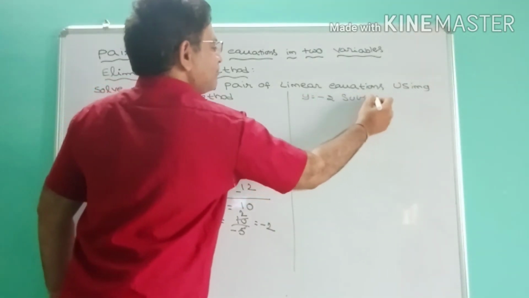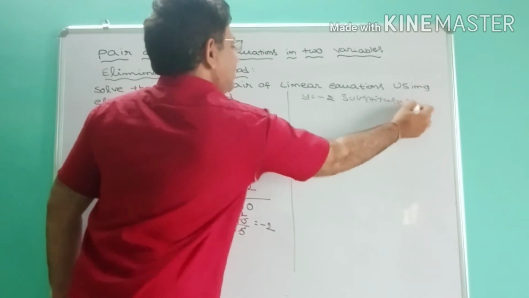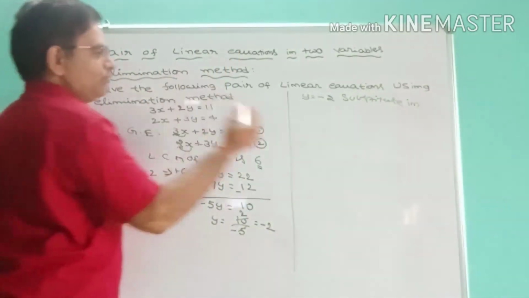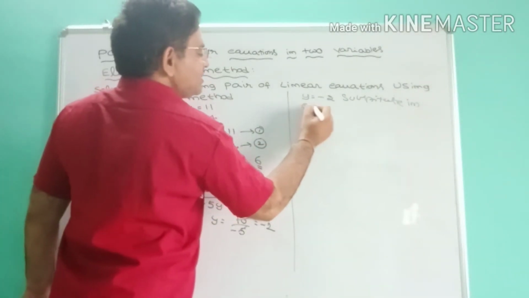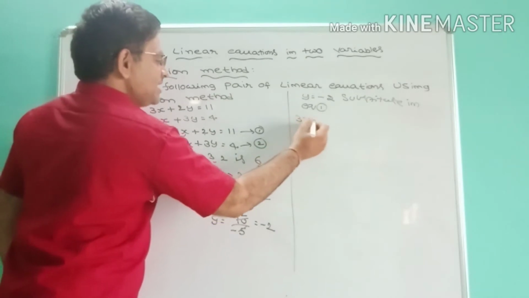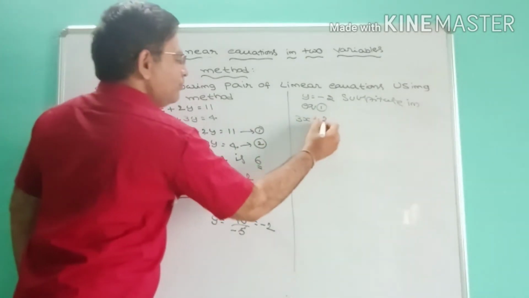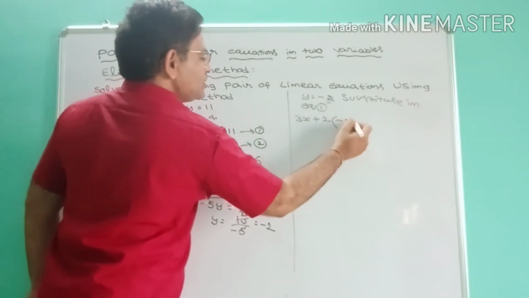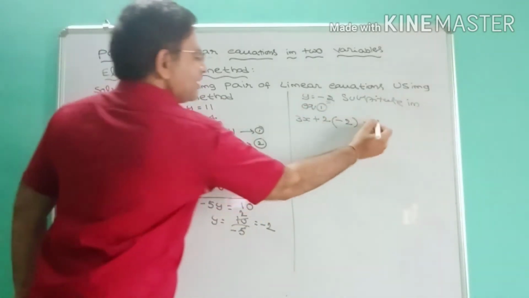Substitute this in either equation 1 or equation 2. In equation 1 I am taking 3x plus 2 into the y value. The y value here is minus 2. That equals 11.